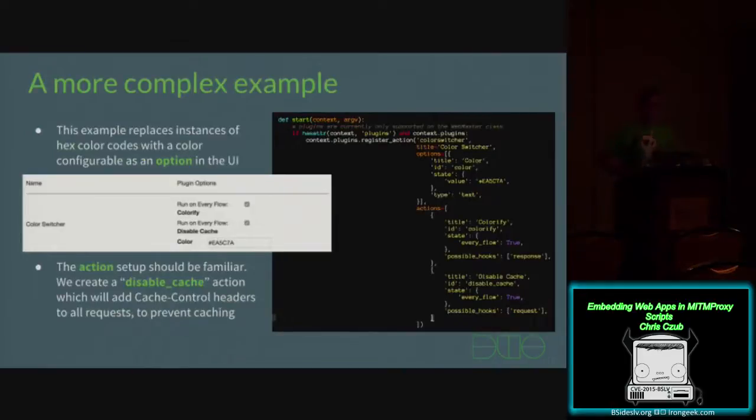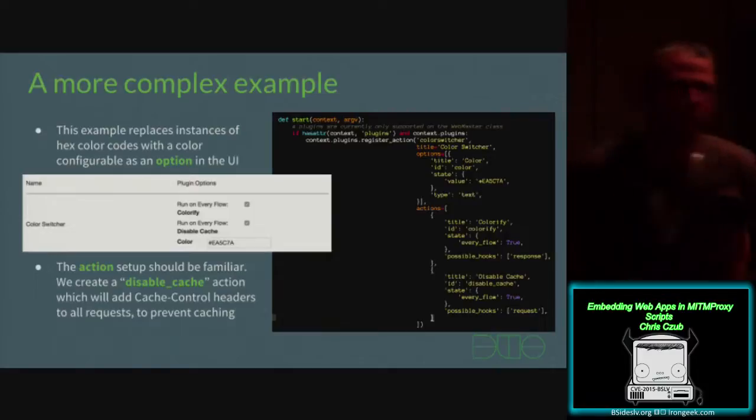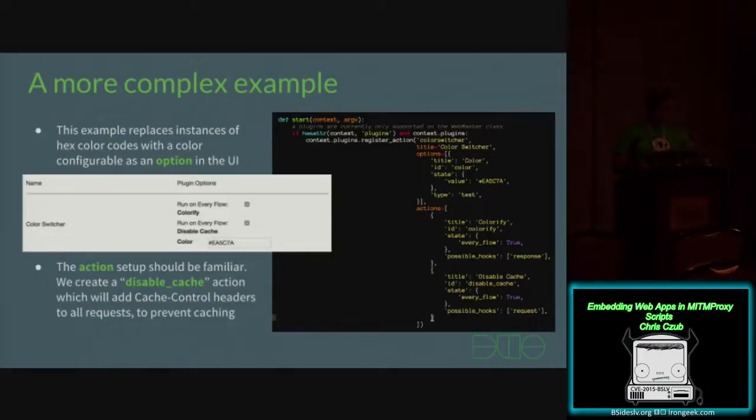So for a more complex example that uses options, I have one here, our color switcher. This one will replace instances of hex color codes in either CSS or HTML files with a color that you can configure in the UI. So we set it to a nice pink here, and we turn vice pink. The action step, again, should be familiar. But we create another action here called disable cache. This one will just add some cache control headers to the request to turn off client-side caching. That way we can ensure that we get a fresh CSS file that we can change colors on.